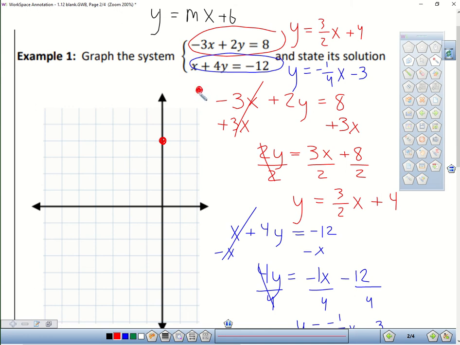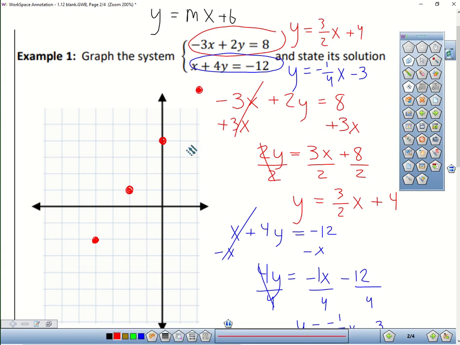So as you can see, this one kind of starts going off the grid paper on the right. So I'm going to go down and to the left. So 1, 2, 3 over 1, 2. 1, 2, 3 over 1, 2. And it's going to look something like this.